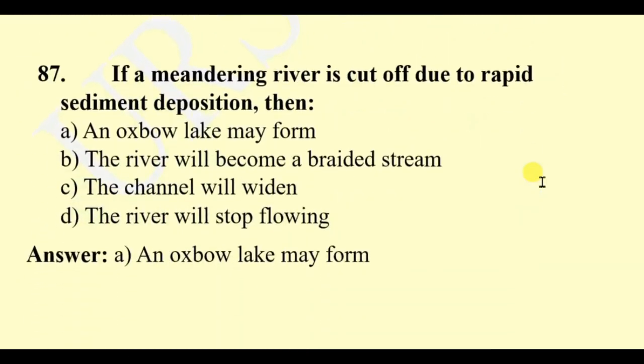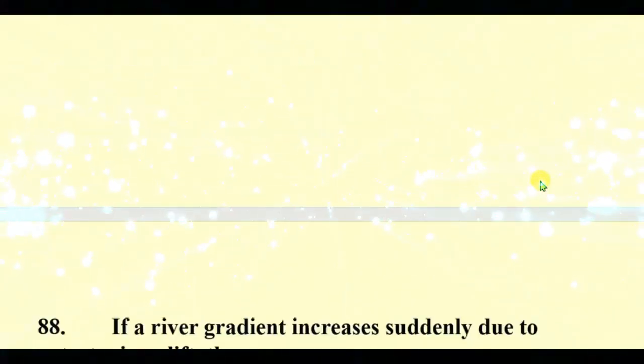Question 87. If a meandering river is cut off due to rapid sediment deposition, then an oxbow lake may form, the river will become a braided stream, the channel will widen, or the river will stop flowing. Here the right answer will be an oxbow lake may form.